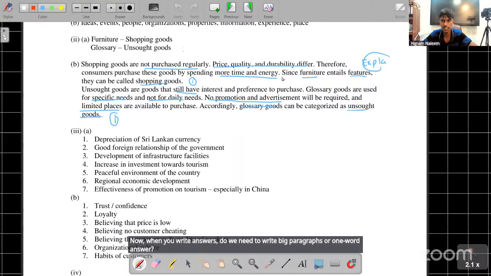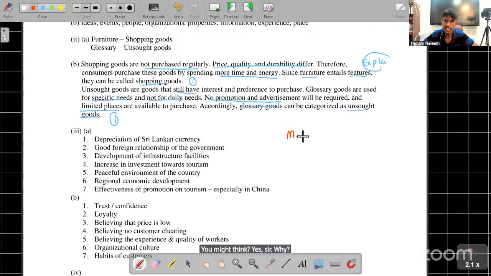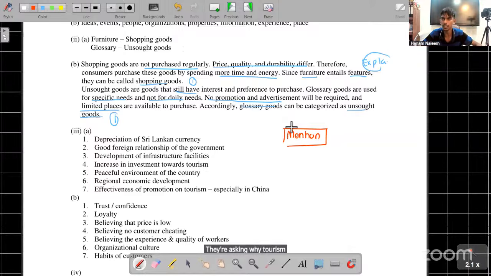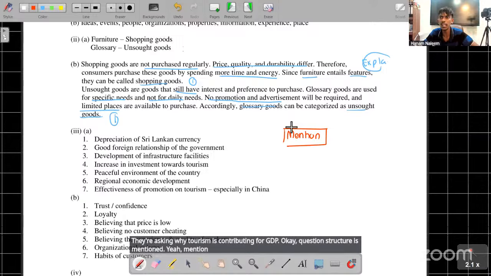Can we write only a one word answer? You may think, yes, sir. Why? Because, sir, here they are saying only mention. Yes, you can write. But see, practically, can we just write a one word answer for this type of question? They're asking why tourism is contributing to GDP. Okay, the question structure is mention. Yeah, mention means sir said to write a one word answer. But here, practically, you can't write a one word answer.